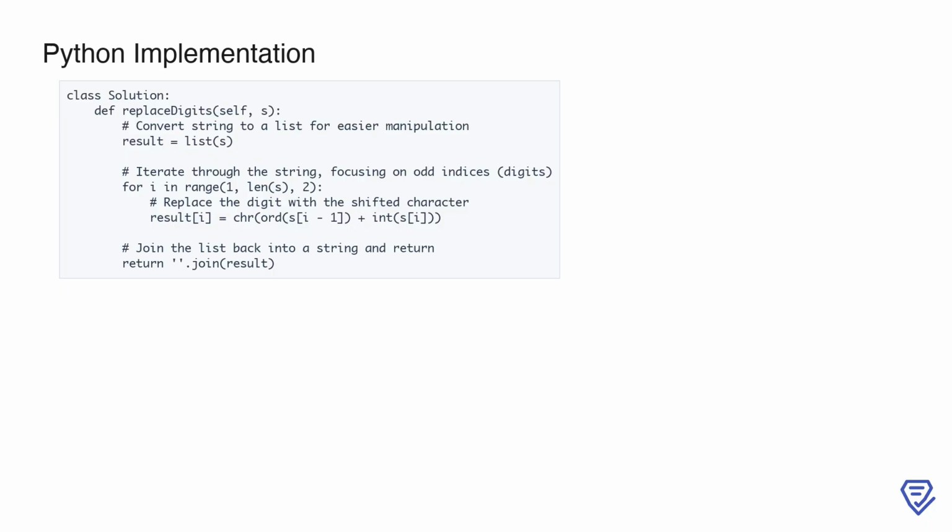Complexity analysis. Time complexity, O(n), where n is the length of the string. We iterate through the string once, processing each digit in constant time. Space complexity, O(n), as we create a list of the same length as the input string. This approach is efficient and adheres to the constraints of the problem, handling all edge cases such as empty strings or strings with minimal length, e.g., a1. The code is concise, clean, and easy to maintain.